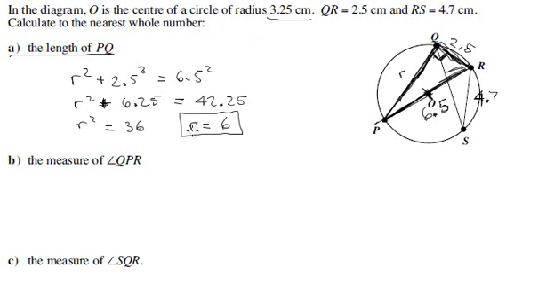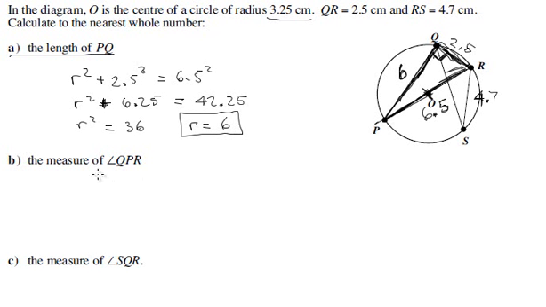I just realized I probably shouldn't have used little r because people think of that as the radius. I meant it to be this side here, which is across from angle R. Not a great choice now that I think about it. But we got that side at 6 centimeters.